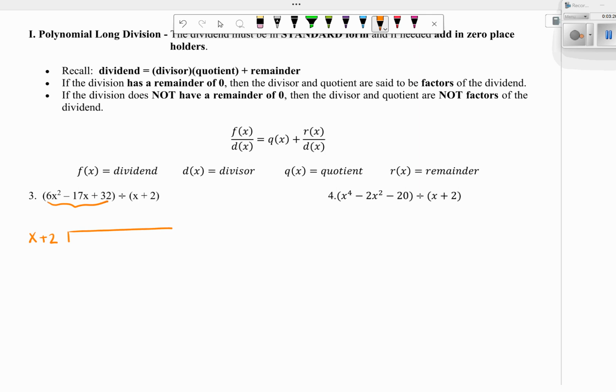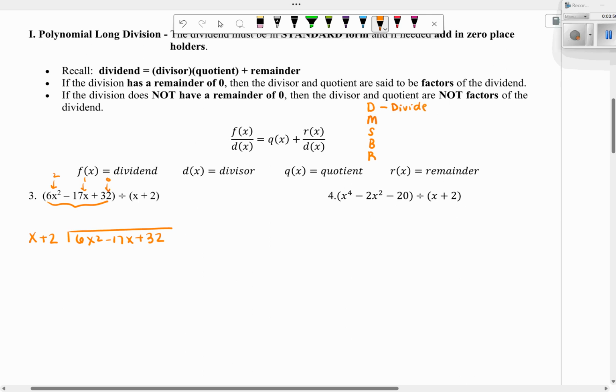So this is a degree 2. Degree 1, and this is degree 0 if it's not written, so we're not missing any 0 placeholders. So 6x squared minus 17x plus 32. And if you recall from last year, I used Does McDonald's Sell Burgers, repeat. So the D stands for divide.